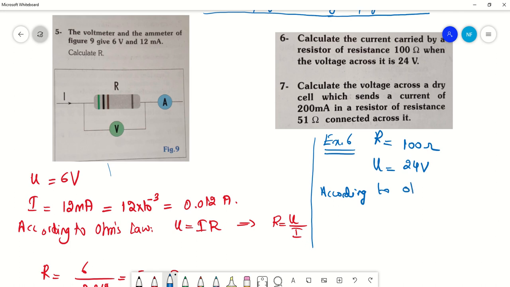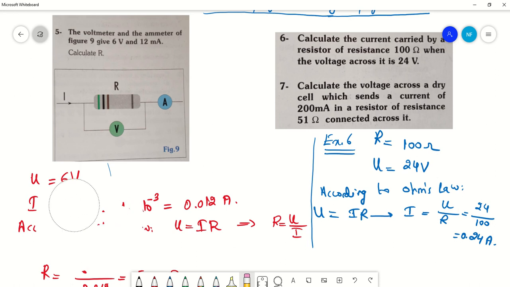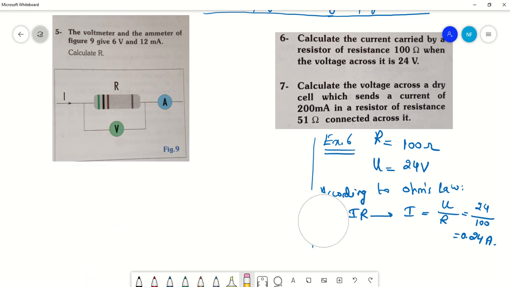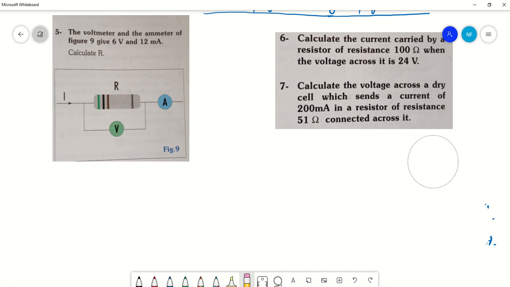Then according to Ohm's law, U equal IR. Then I this time is equal to U over R, which is 24 over 100. It will be equal in this case to 0.24. And what is the unit? The unit is ampere, and I'm calculating the current. Great. Now exercise 7. Please stop the video, copy the exercises, then continue.